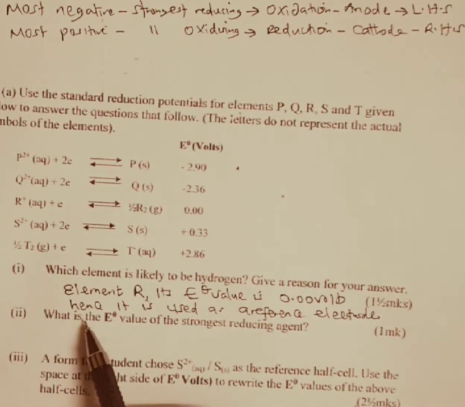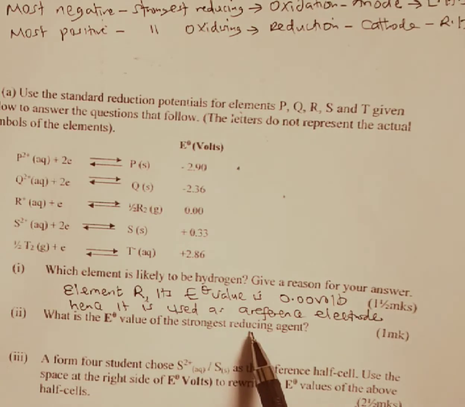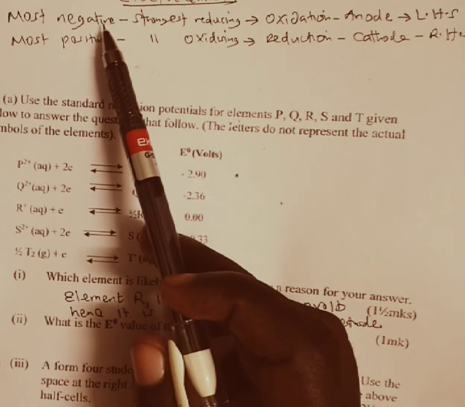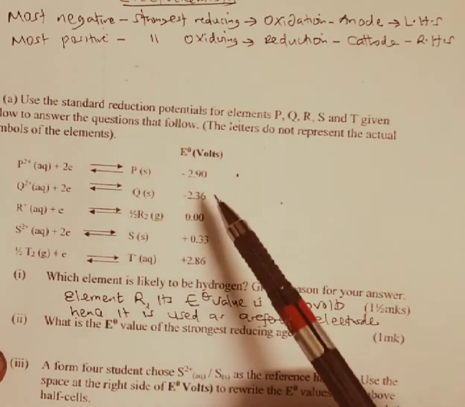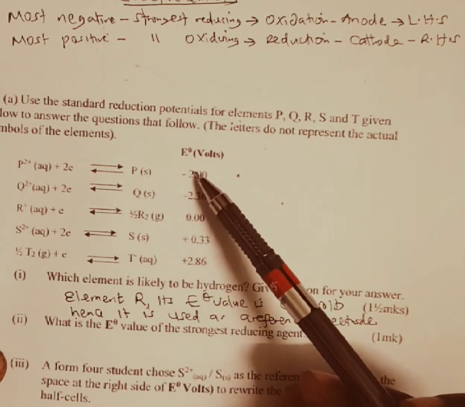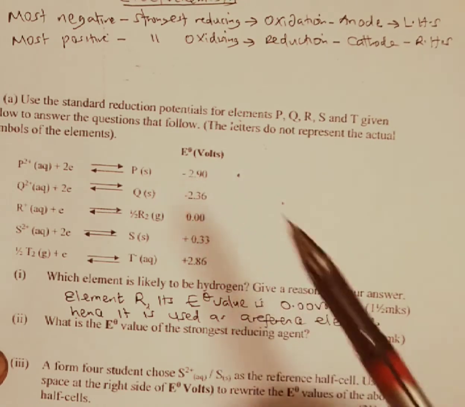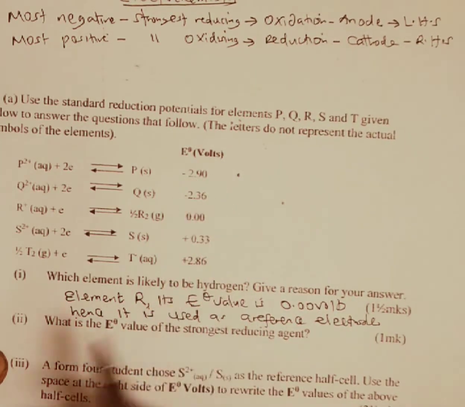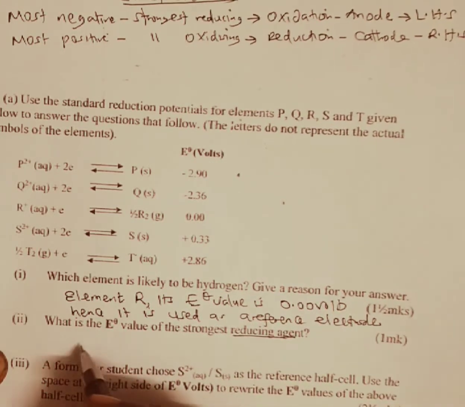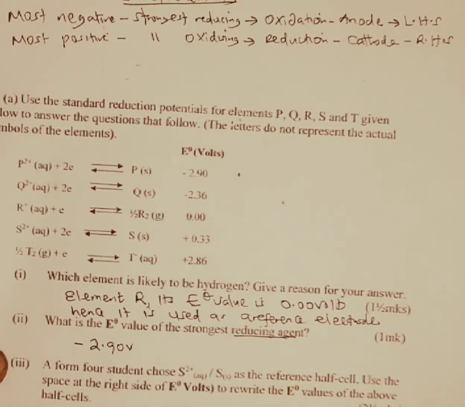Roman 2, which is the E theta value of the strongest reducing agent? We have already said that the strongest reducing agent is the one that is more negative. We have elements P and Q with negative E theta values, but the highest negative is negative 2.90. Hence, the E theta value of the strongest reducing agent is negative 2.90 volts.